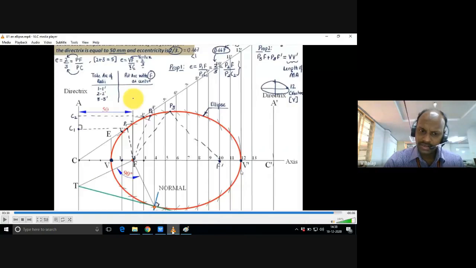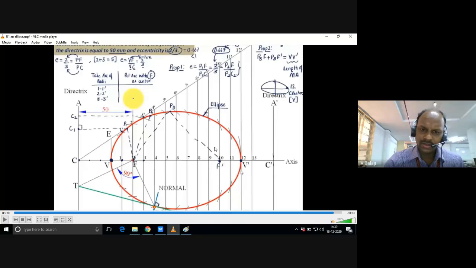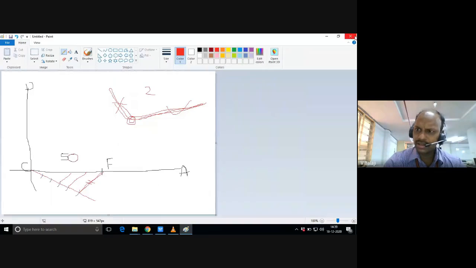Any other questions on this ellipse? No, sir. So you need not write anything on the drawing sheet, no calculations, no theory, nothing. Only you need to draw the ellipse, normal and tangent. Use the pencils as I instructed.